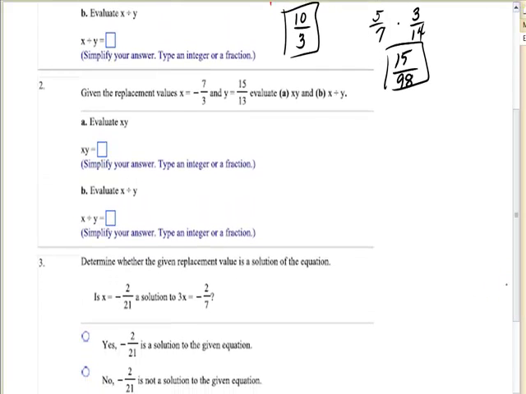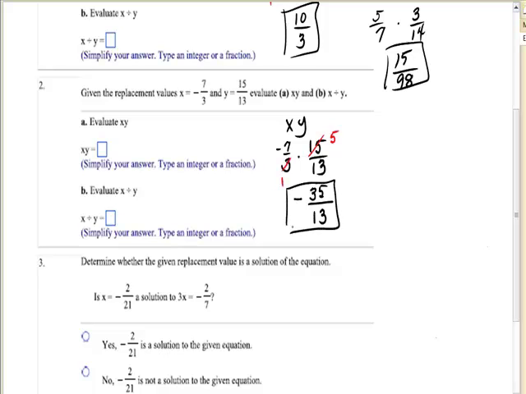All right. Let's look at this one. We have xy. So I have negative 7/3 times 15/13. I will see if I can bow tie. Yes. 3 goes into 3 once. 3 goes into 15 5 times. I don't think there's anything else. Negative times positive is negative. That's going to give me 35/13. That's the answer to the product.